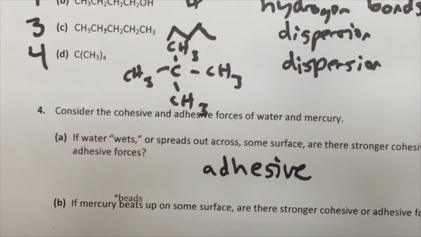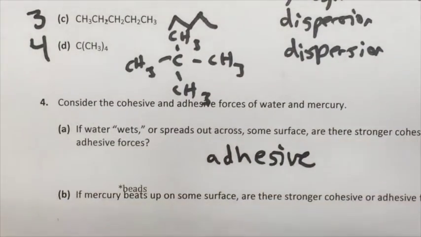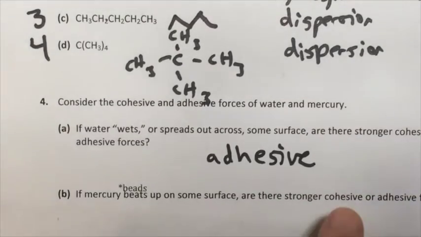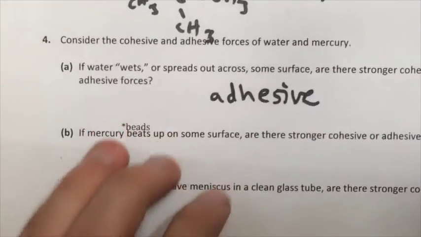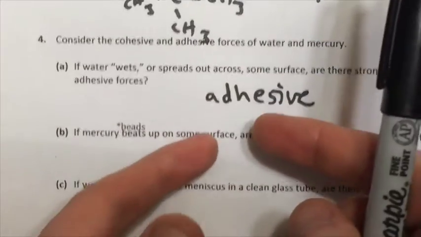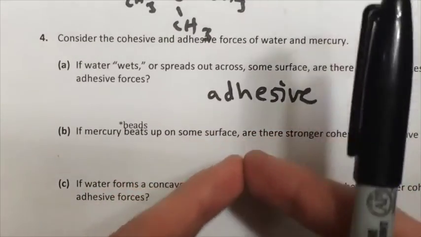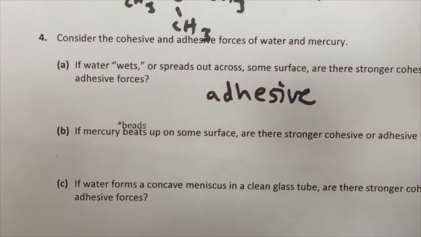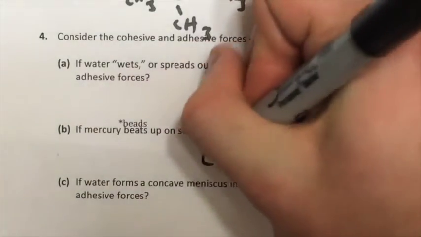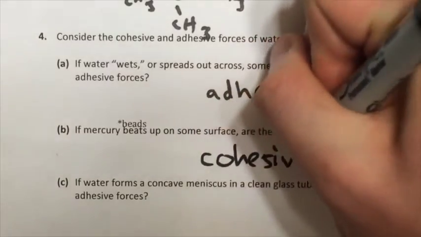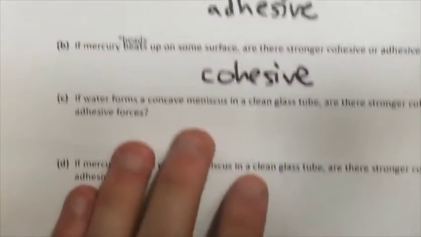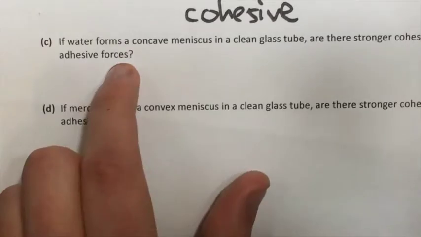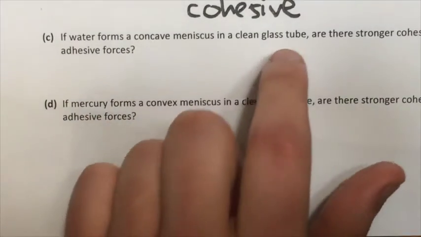All right, next question. It says, if mercury beads up on some surface, are there stronger cohesive or adhesive forces? By bead up, that just means that the mercury will form kind of a ball on the surface. In that case, the mercury is more attracted to itself than it is to the surface, so it would have stronger cohesive forces.